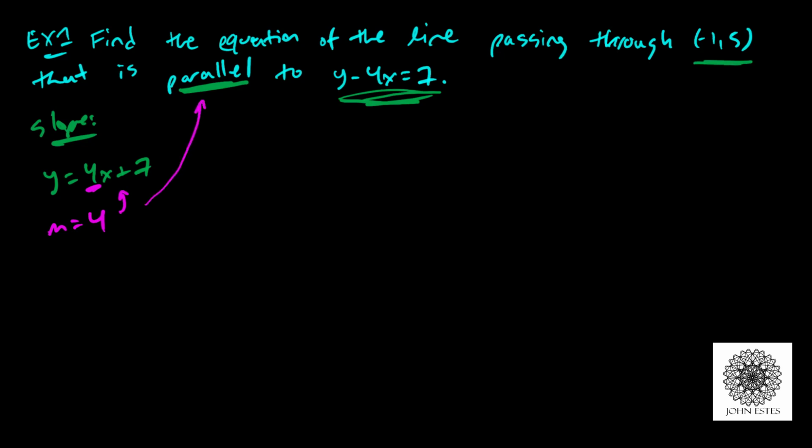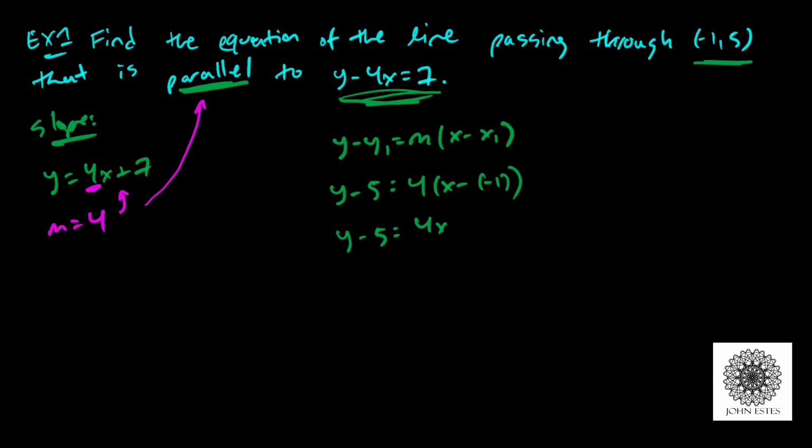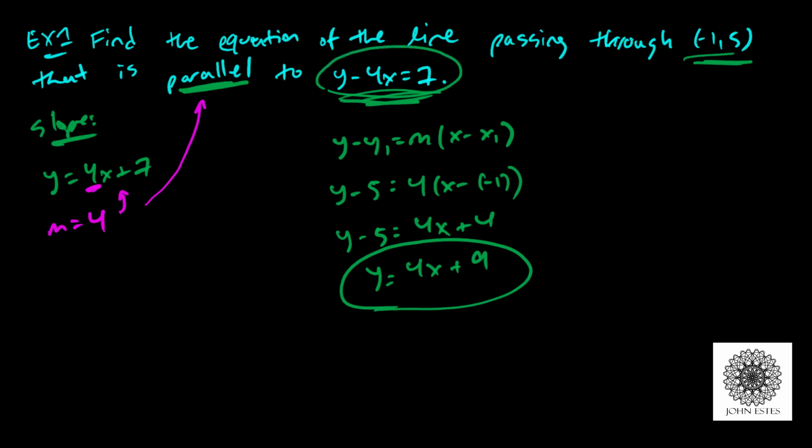So since I have a point and a slope, I can use my point-slope form, which is y minus y1 equals slope times x minus x1, and I'm ready to go. I have y minus 5 equals 4 times x minus a negative 1. So that gives me y minus 5 equals 4x. Negative 1 is a plus 1, so it's going to be a plus 4. So y equals 4x plus 9. There's the equation of my line. And I'm saying that that's parallel to the first line, and it passes through this point. If you don't believe me, let me show you.